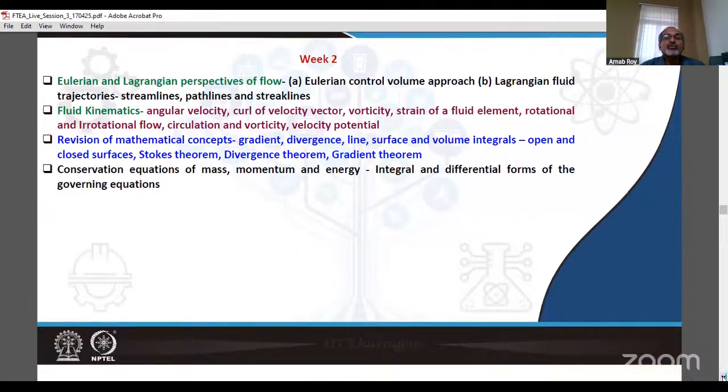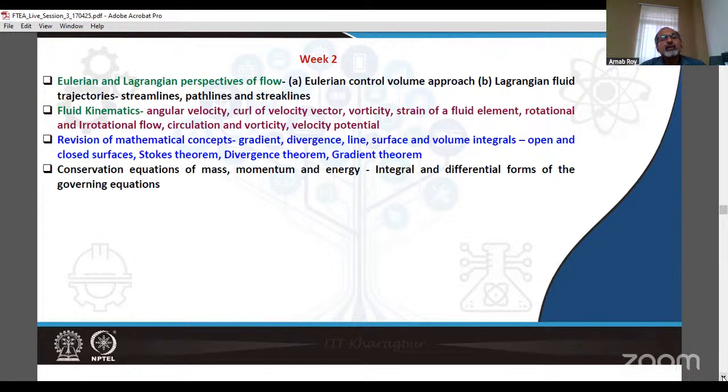So we learned about the Eulerian control volume approach, and we learned about Lagrangian fluid trajectories like streamlines, path lines, and streak lines. We learned about fluid kinematics, things like angular velocity, curl of the velocity vector, vorticity, strain of a fluid element, rotational and irrotational flow, circulation, vorticity, velocity potential. Some of the very, very important fundamental concepts in dealing with fluid kinematics. I'm sure you all must be remembering the definition of all these terms, and you should be able to make small sketches to explain the concepts or write down equations to explain the concepts. Please try doing it on your own to self-test your learning.